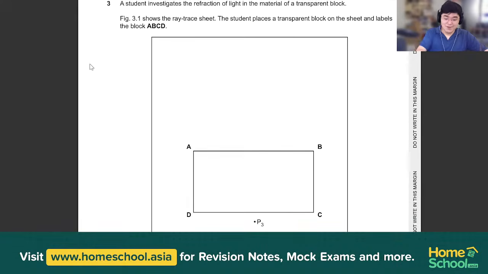For this question, a student investigates the refraction of light. Remember, refraction, not reflection, in the material of a transparent block ABCD. Figure 3.1 shows the ray trace sheet, and the student places a transparent block on the sheet and labels the block ABCD. So this is our transparent block.